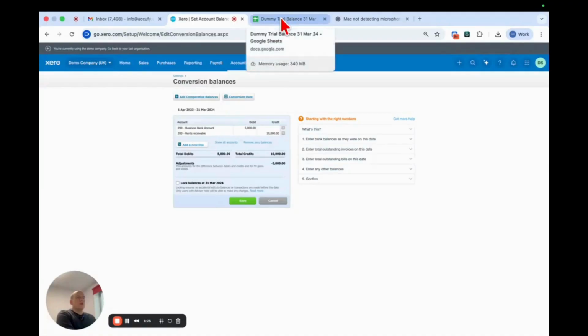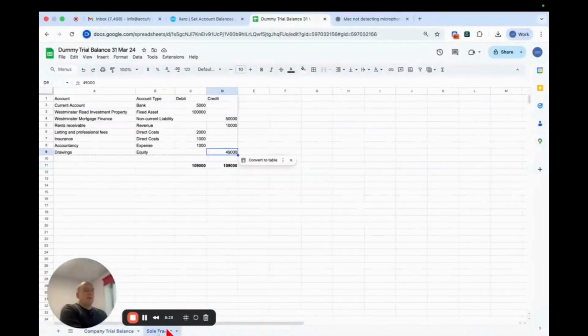So we're just going to refer now to our dummy trial balance we've set up just for a sole trader business, where we're basically going to list all of our assets down the left-hand side, all of our liabilities down the right-hand side, and all of our income down the right-hand side, all of our expenses down the left-hand side, and then we're going to have that balancing figure for drawings to make sure they both balance up to the same amount.